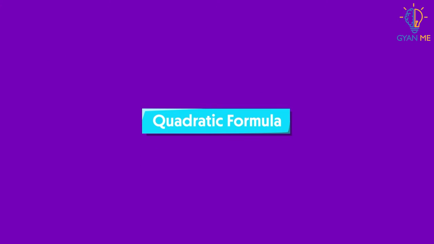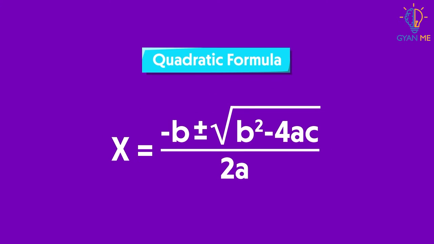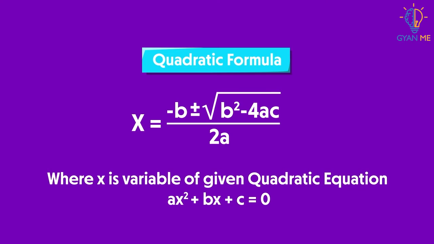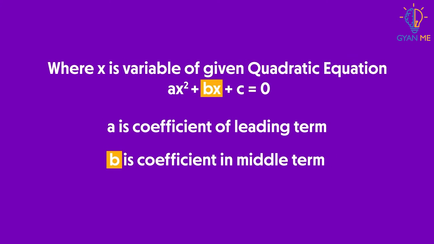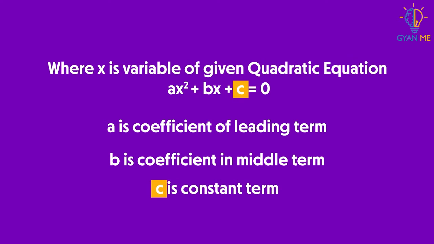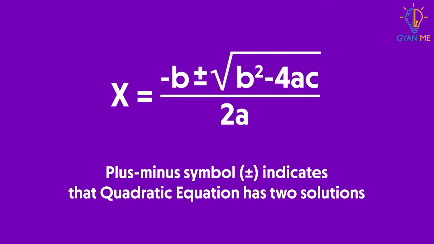The formula is x equals minus b plus or minus under root b square minus 4ac whole divided by 2a, where x is variable of given quadratic equation ax square plus bx plus c equal to 0. a is coefficient of leading term ax square and b is coefficient of middle term bx and c is the constant term. Note that plus minus symbol indicates that quadratic equation has two distinct solutions.